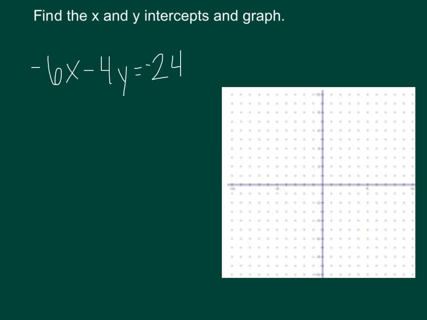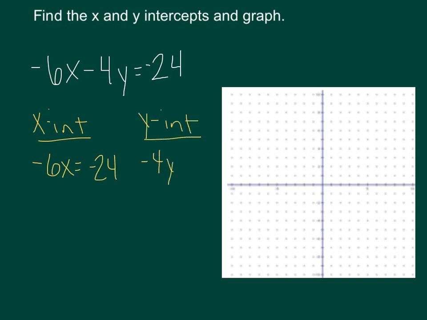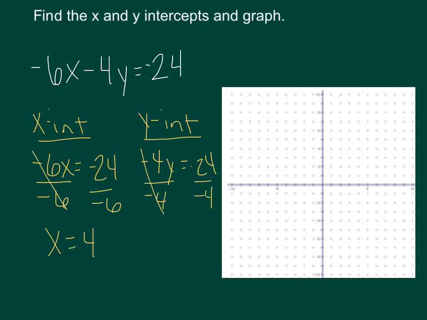Find the x and y-intercepts and graph. So your x-intercept, so you have negative 6x equals negative 24. Y-intercept, negative 4y equals negative 24. Divide both sides by negative 6 and x equals 4. Divide both sides by negative 4 and y equals positive 6.